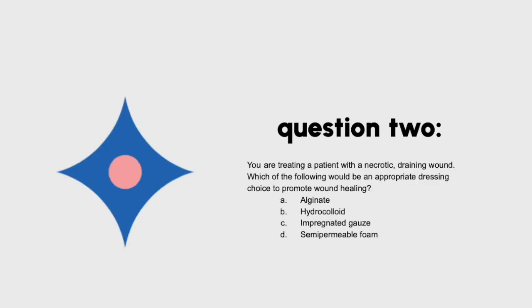Question 2. You are treating a patient with a necrotic, draining wound. Which of the following would be an appropriate dressing choice to promote wound healing? A. Alginate. B. Hydrocolloid. C. Impregnated gauze. D. Semipermeable foam.